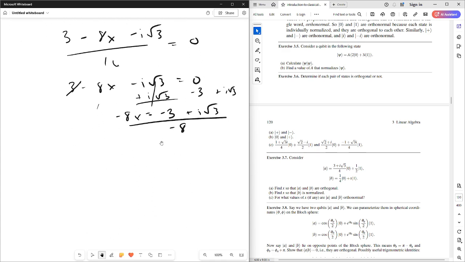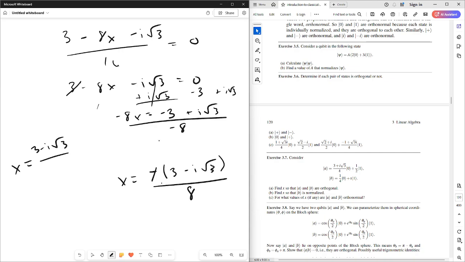We could pull a minus out here to get rid of this. So x equals, pulling the minus out, 3 minus i square root of 3 over 8, which cancels out the negative on the bottom. So in order for these two states to be orthogonal, for the inner product to equal 0, in other words, they need to be on opposite sides of the Bloch sphere from each other, then the amplitude x in state B needs to be 3 minus i square root of 3 over 8. That's my hope, at least. Let's check it in the textbook.